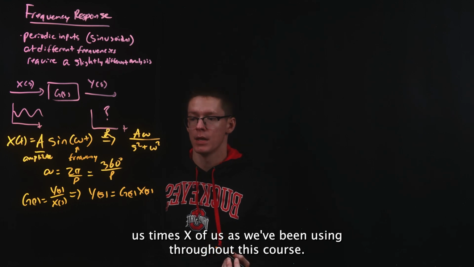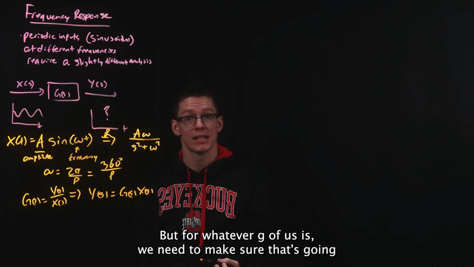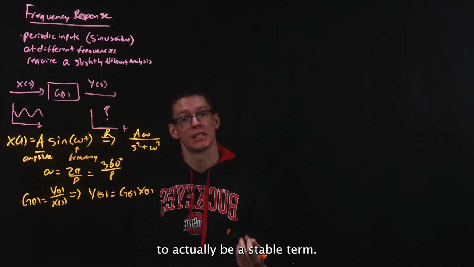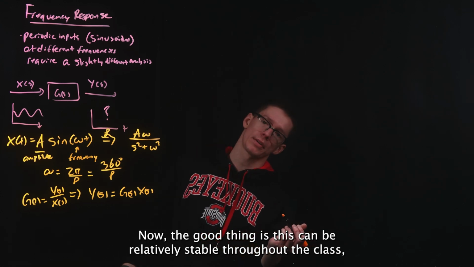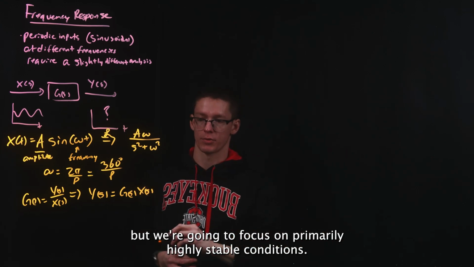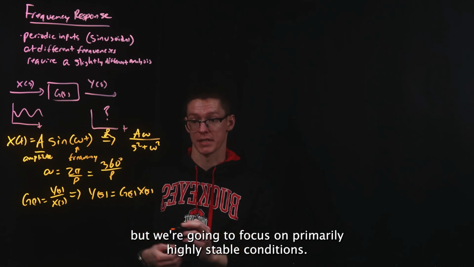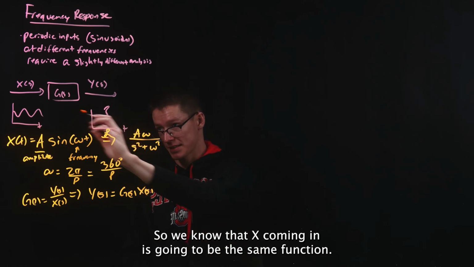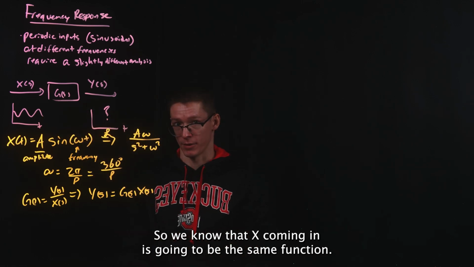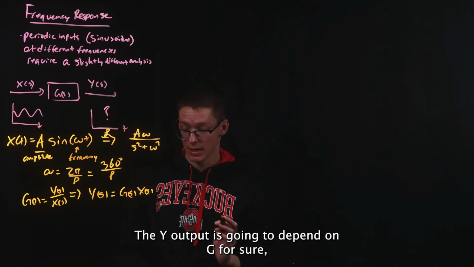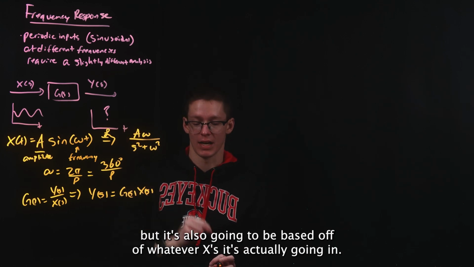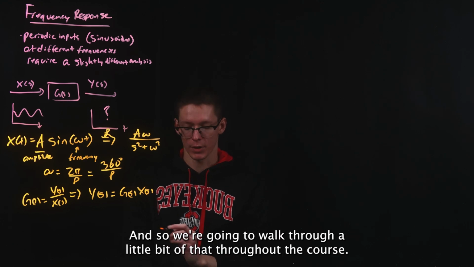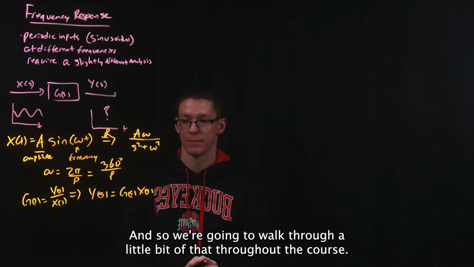But for whatever g of s is, we need to make sure that it's going to be a stable term. The good thing is this can be relatively stable throughout the class, but we're going to focus primarily on highly stable conditions. So we know that x coming in is going to be this sine function. The y output is going to depend on g for sure, but it's also going to be based off of whatever x is going in. We're going to walk through a little bit of that throughout the course.